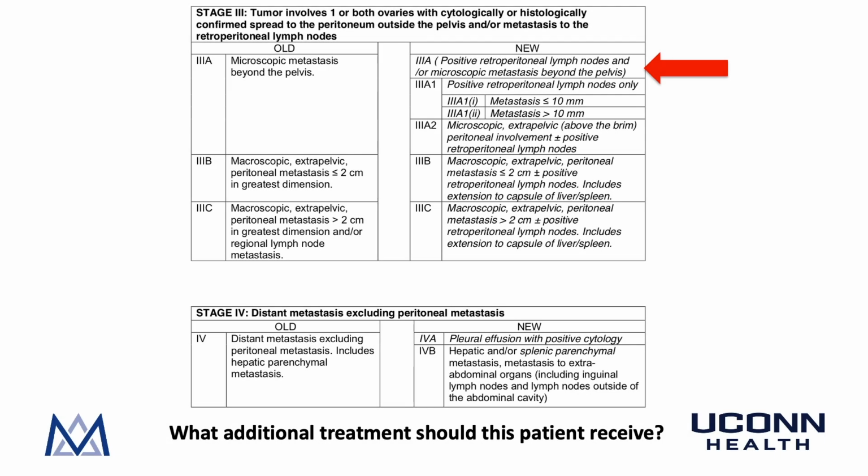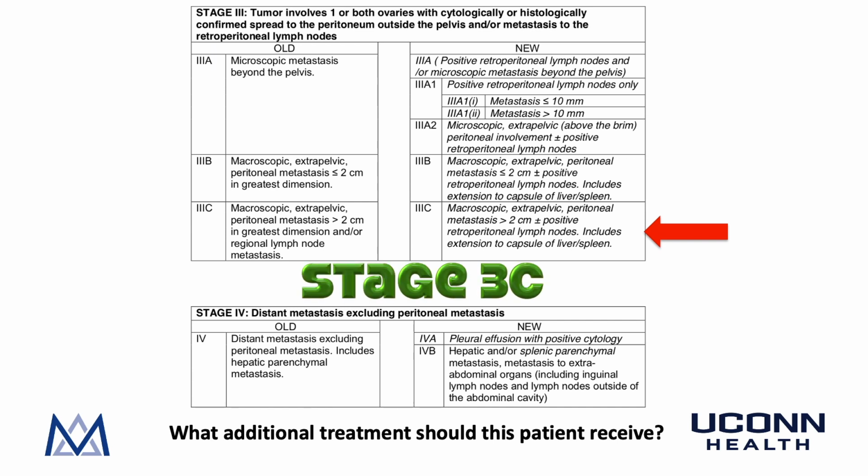Looking through all the options, it is apparent that the patient has positive retroperitoneal lymph nodes and metastasis beyond the pelvis. So this is going to make her stage 3. She's not stage 4 because she doesn't have evidence of distant metastasis outside of the peritoneum. Going through the list of stage 3, it eventually becomes obvious that she has stage 3 disease.